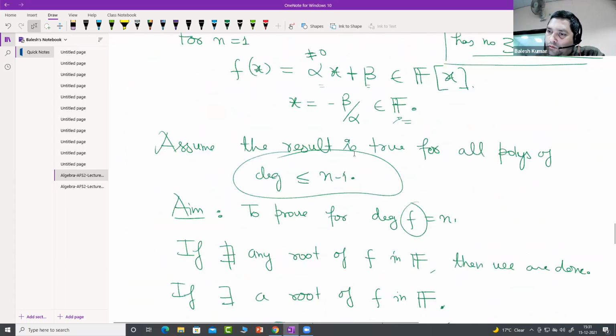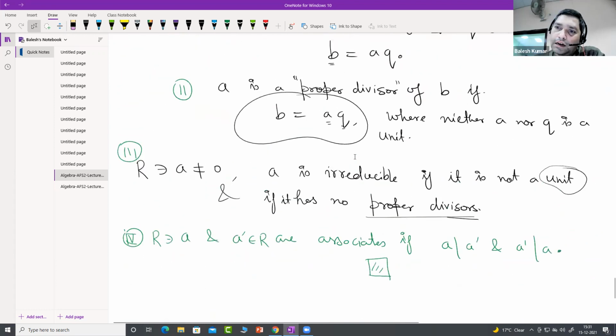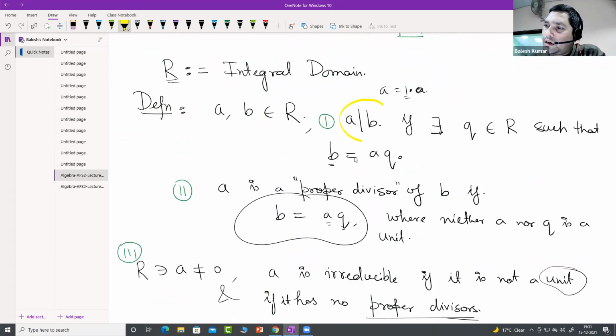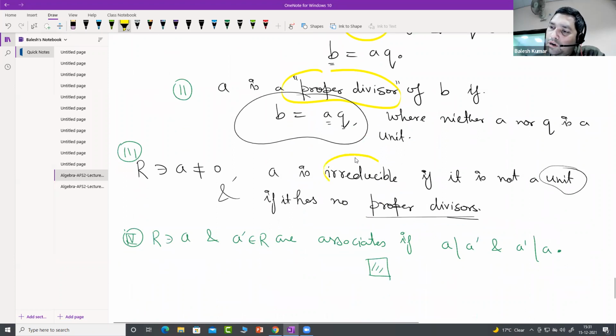In order to do those things, we defined the divisibility concept for a general integral domain. And then we also defined what we mean by a proper divisor: A is a proper divisor of B if you can write B as a product of two elements where both of them are not units. Then we defined the notion of an irreducible element in a general integral domain, and also the meaning of associates.